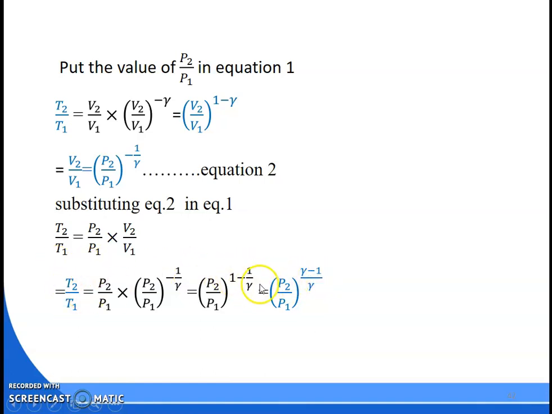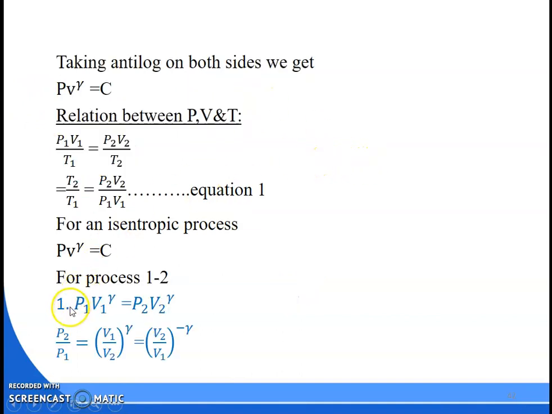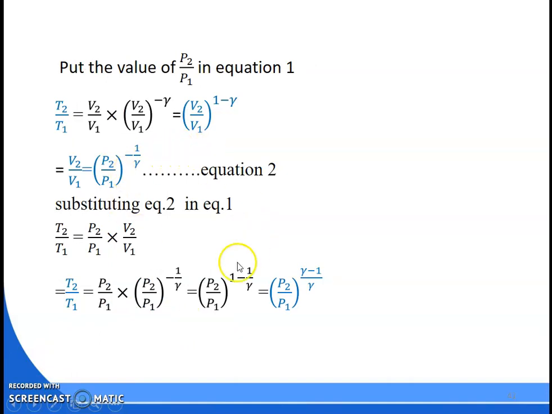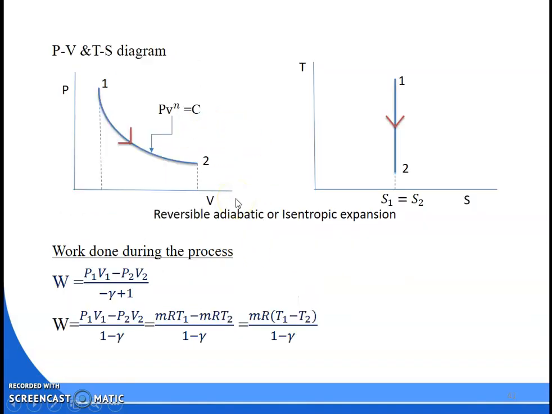So T2 by T1 is equal to what? Temperature pressure relation: T2 by T1 is equal to (P2 by P1) to the power gamma minus 1 by gamma. Temperature volume relation: T2 by T1 is equal to (V2 by V1) to the power 1 minus gamma. And pressure volume relation: P2 by P1 is equal to (V2 by V1) to the power minus gamma. So this is the property relation for what? Reversible adiabatic process.